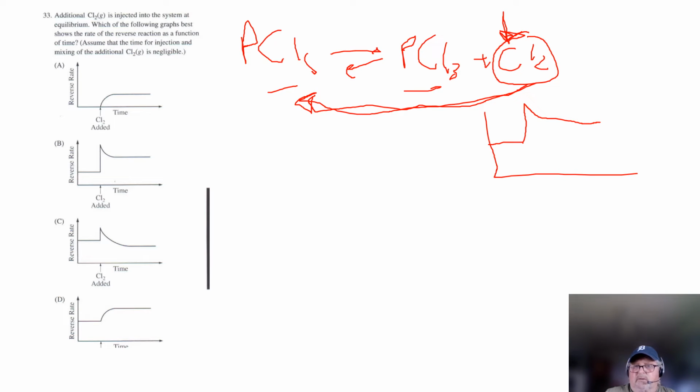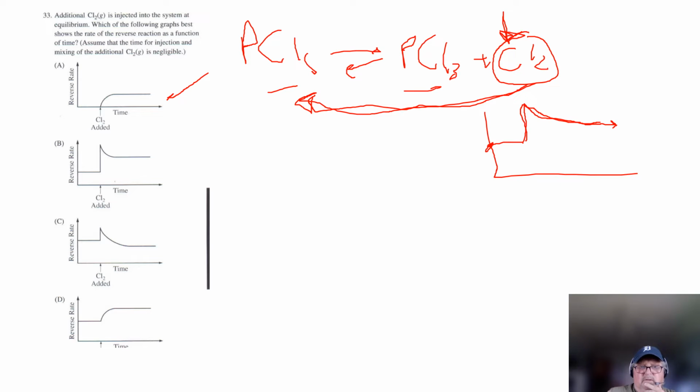Okay, so your curve should look something like this. Here's your initial Cl2. You add the Cl2, it goes up, and then some of it goes to form the other two species, but not all of it. Some of it will stay Cl2. All right, so let's look at the four different graphs.